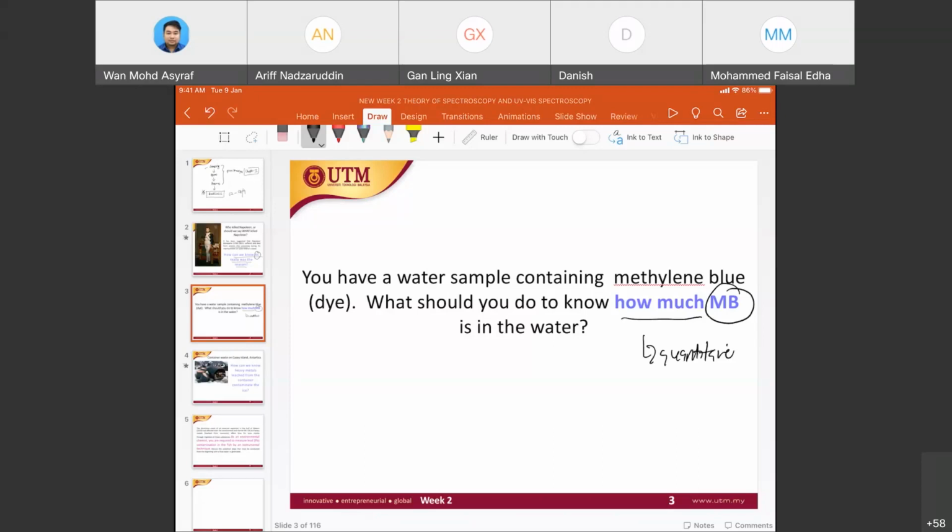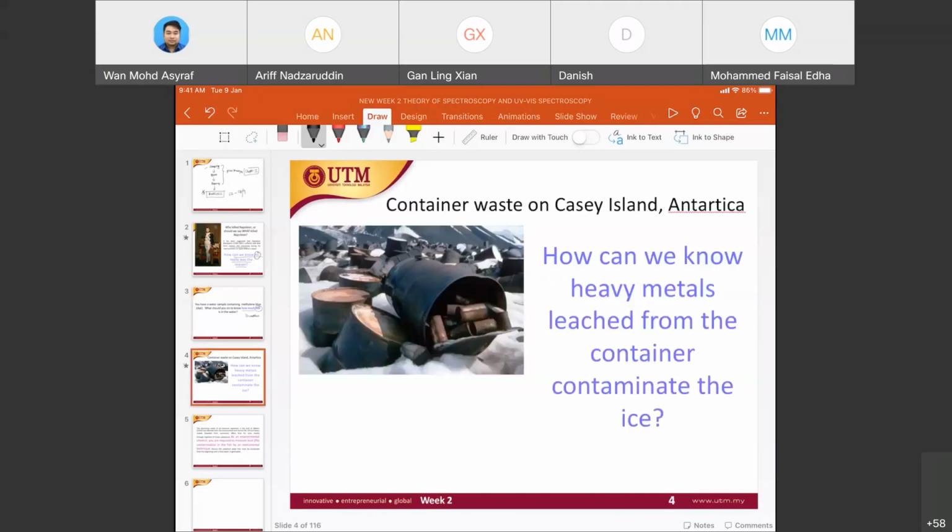Okay, methylene blue is in the water. Okay, container waste. Okay, ni dekat Antarctica. Container waste yang telah dilupuskan di Antarctica. How can we know heavy metals leached from the container secara tidak langsung contaminate the ice? So kan ini kan barrel yang diperbuat daripada metals juga. So macam ni kita nak tahu these metals yang sini ni dia leach ke dalam ice ini.